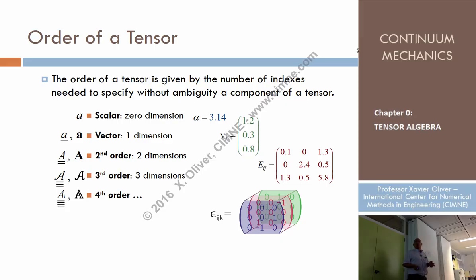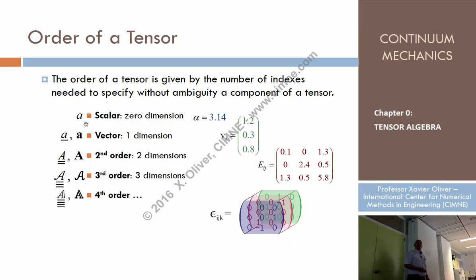It would be more difficult to plot a 4th order tensor, because for that I should resort to something that our brain is not able to perceive, which is 4 dimensions, okay? But I can imagine them. 4th order tensors, 5th order tensors, 6th order tensors, etc. So that is the first approach.